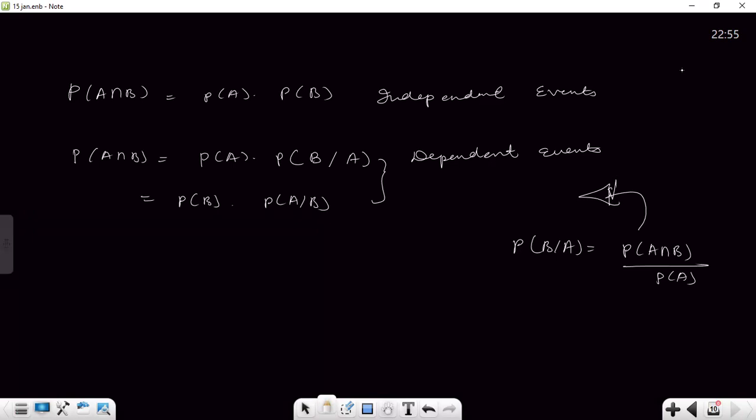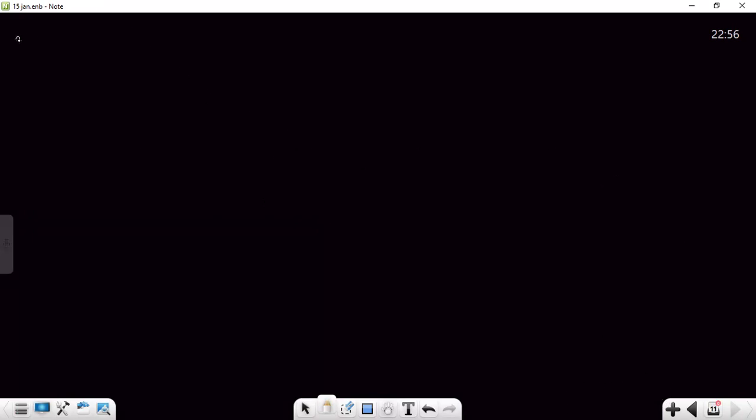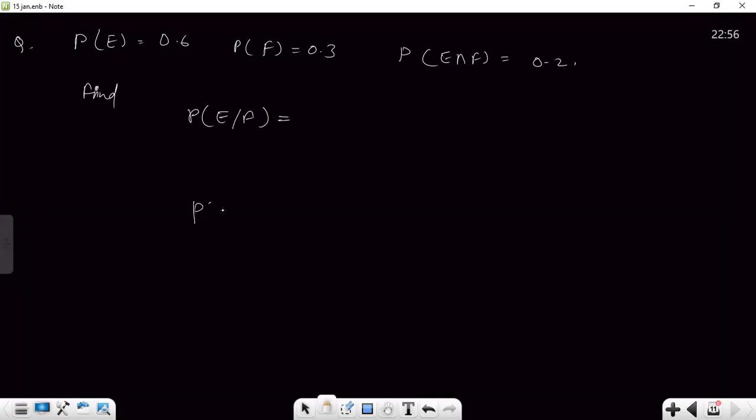Okay, then I have some mundane level questions. Probability of event E is 0.6, probability of event F is 0.3, probability of E intersection F is 0.2. We have to find the probability of event E when F has taken place, and the probability of event F when E has taken place. Now, any one of you, please apply the formula and go ahead and tell me the answer.